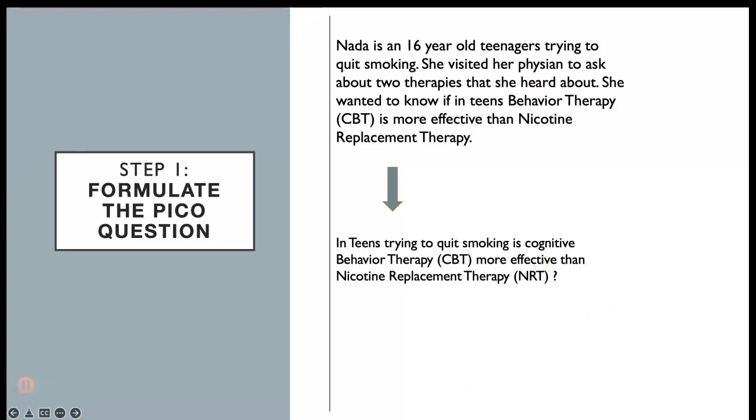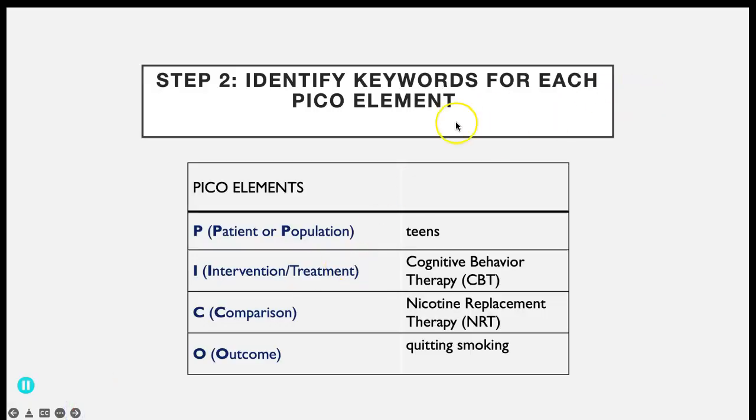This step makes identifying the keywords for each PICO element very, very easy. We're starting with the letter P. It stands for the patient, population, or individual that we are going to be studying. In this case, it's teens. We move to I. It stands for intervention, treatment, action that we're considering. In this case, we want to know if CBT is more effective than NRT. So we have a comparison. And C stands for the other treatment that CBT is going to be compared to, which is NRT. The outcome is quitting smoking.